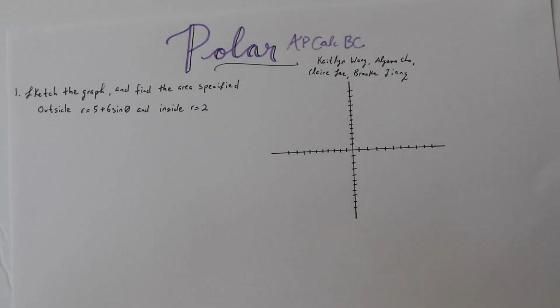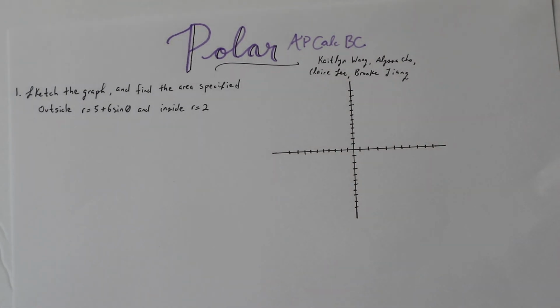Today we will be covering 10.3 and 10.4 in the textbook, which includes polar coordinates and curves in relation to calculus topic. The first question asks you to sketch the graph and find the area outside r equals 5 plus 6 sine theta and inside r equals 2.